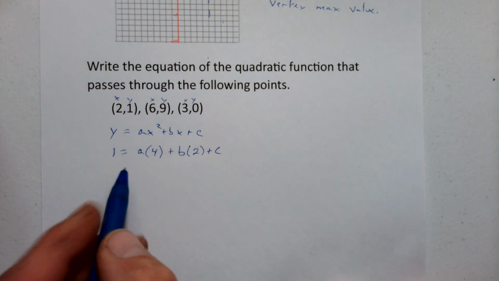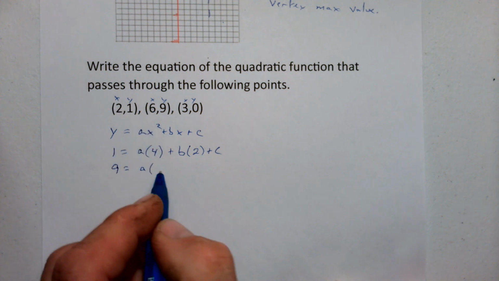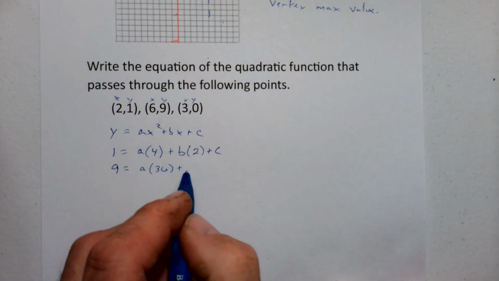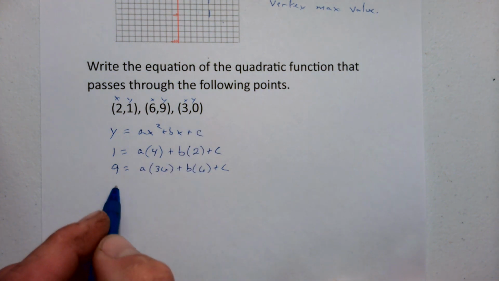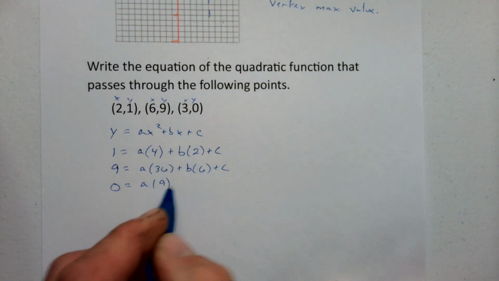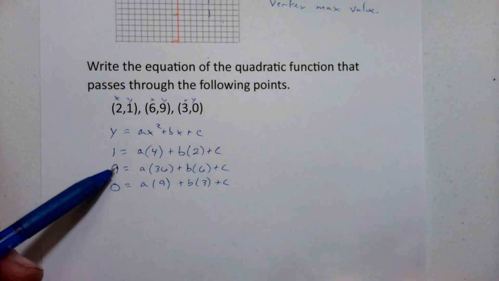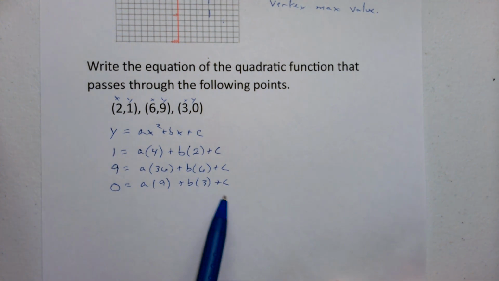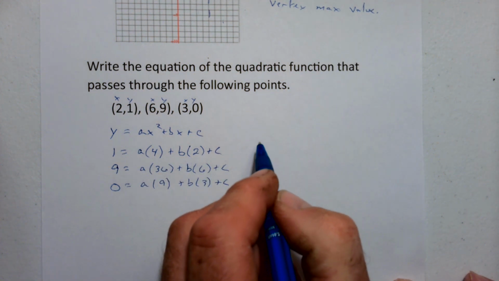If I use the point (6, 9), I know that 9 is going to equal a times x squared, which is 36, plus b times 6 plus c. And lastly, we know that 0 is going to equal, when x equals 3, a times 9 plus b times 3 plus c. So now we have 3 equations, and we have 3 variables. So just like we saw in systems of equations, we can solve this system of equations and figure out our quadratic function.